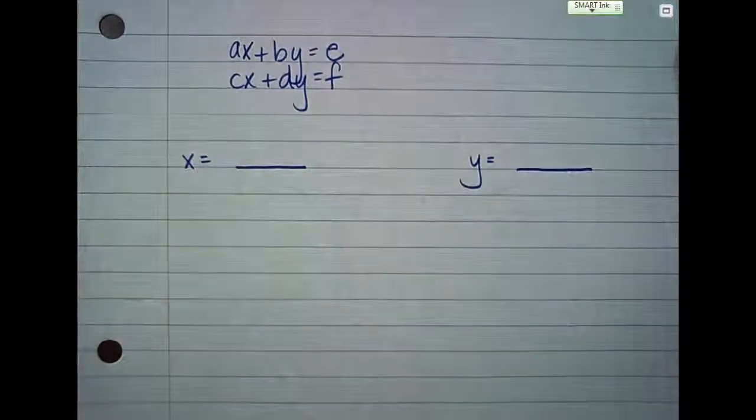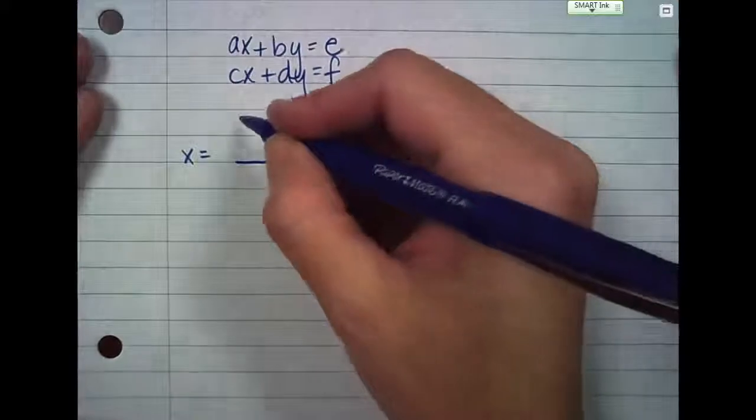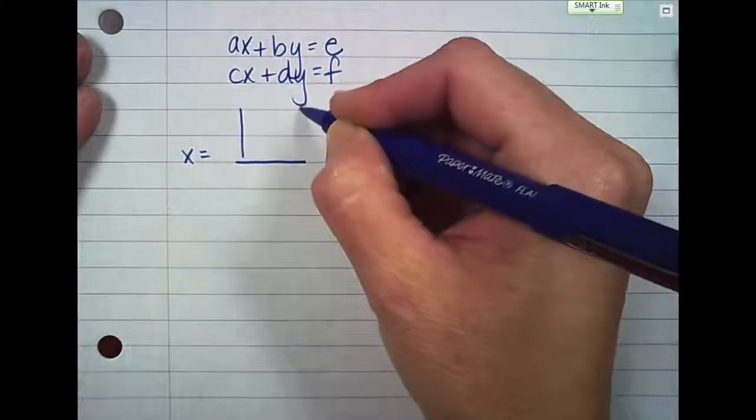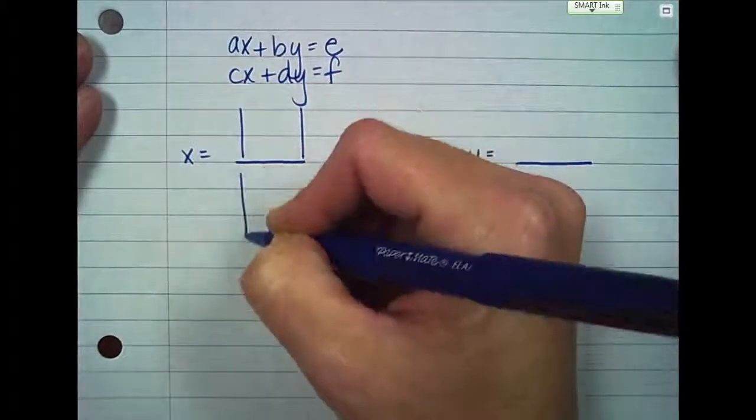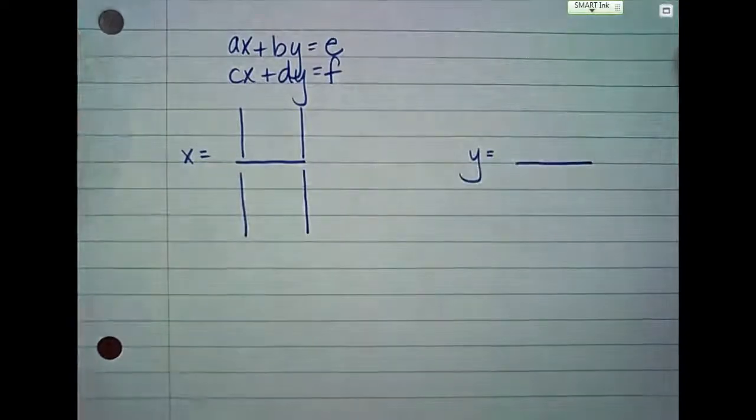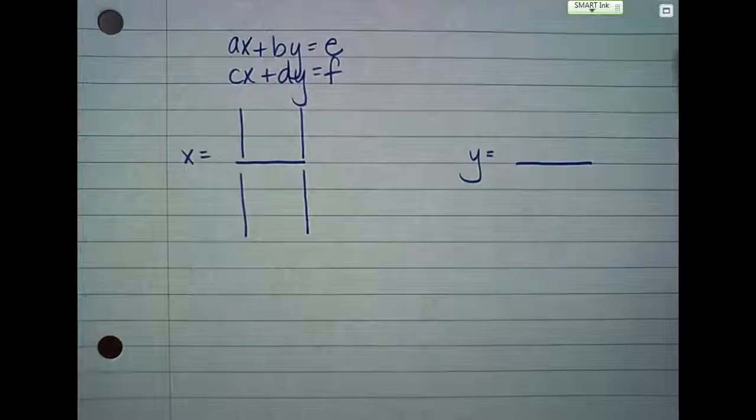And to find X and Y, you actually put a division bar, and what Cramer figured out is you put a determinant on top and a determinant on bottom. You find the top determinant, you find the bottom determinant, and you divide, and when you get the answer, you get X. Weird, right? So let me show you how to build the determinants.